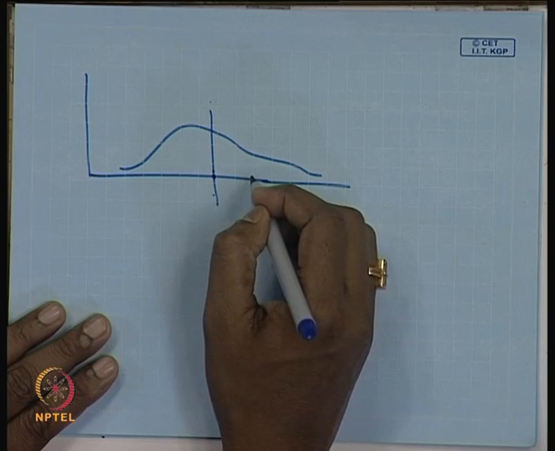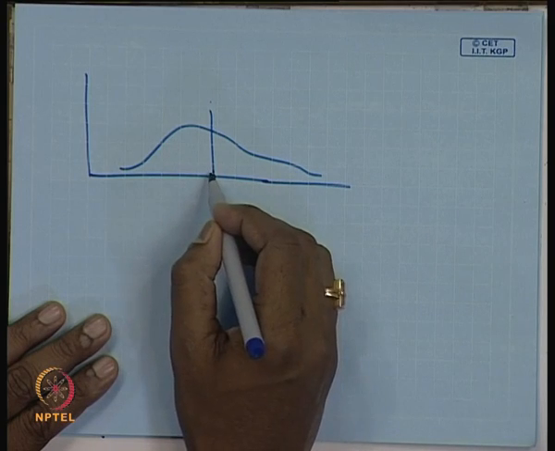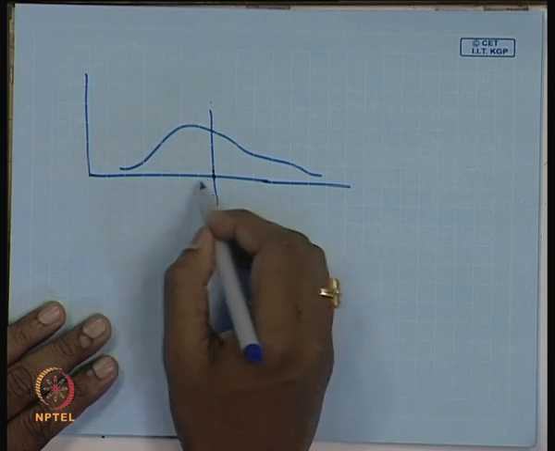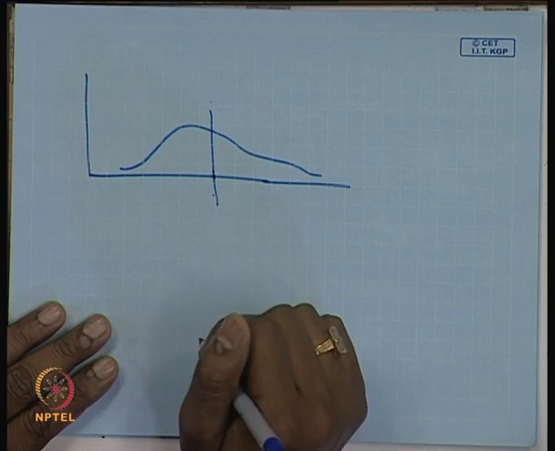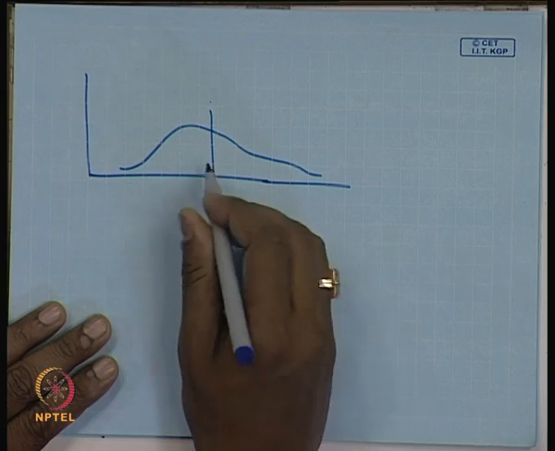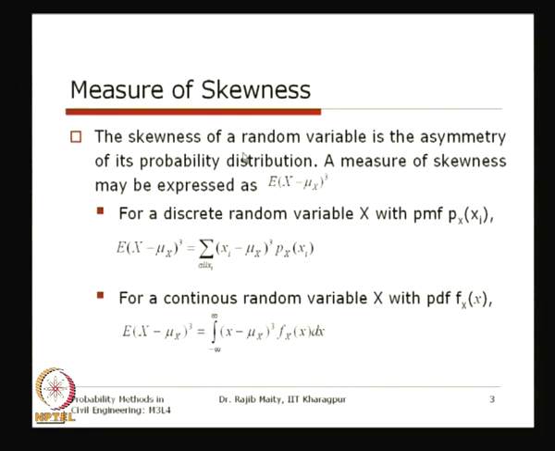Sign remains means that if the dispersion is more on this side, it will be negative, and if it is more on this side, it will be positive, where more means more dispersed. So, we will just take the expectation of this as usual, in the case of a discrete random variable and in the case of a continuous random variable.